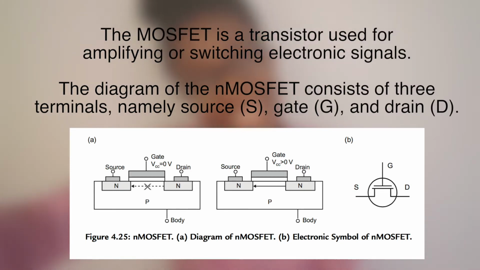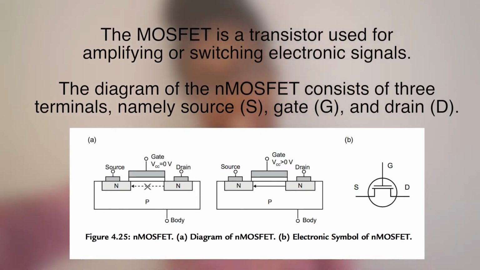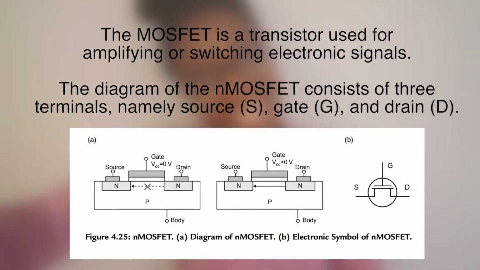There are other semiconductor devices out there, and this includes the MOSFET. The MOSFET is a metal oxide semiconductor field effect transistor. This transistor is used for the amplification and switching of electronic signals. It usually consists of three terminals: the source, the gate, and the drain. The cool thing about the MOSFET is that it utilizes silicon oxide as an insulator, which is the main reason why it's called a MOSFET.